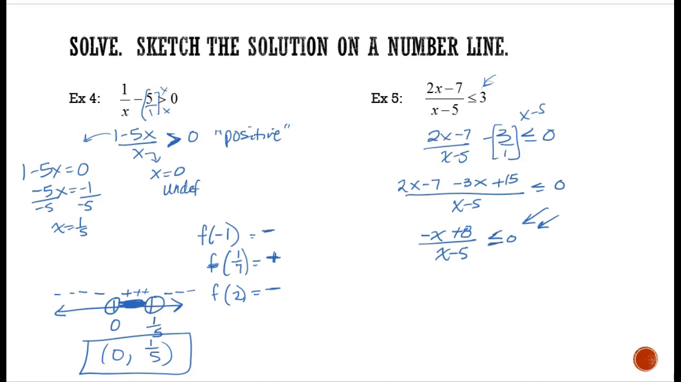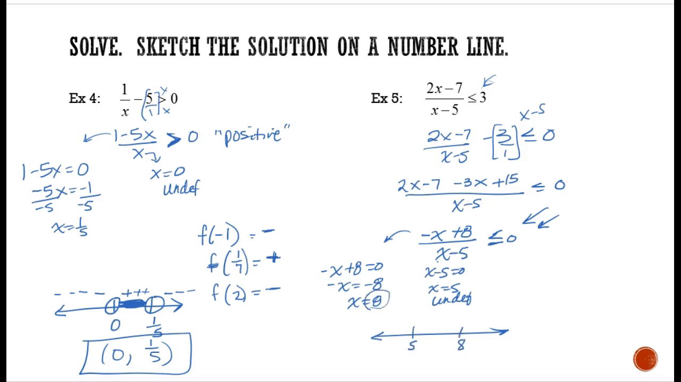All right? Now, again, we find our key values. So we say negative x plus 8 equals 0. Negative x equals negative 8. So that means x is 8. Okay. And then x minus 5 equals 0. So where x is 5, that's going to be undefined. Okay. Now, on this number line, we have a 5 and we have an 8.